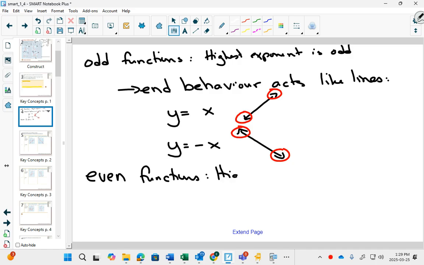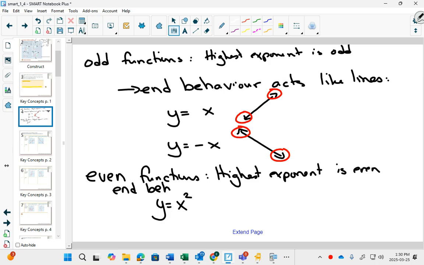That's where the highest exponent is even. And your most basic even function that you've already done is a parabola. So we can say that the end behavior acts like parabolas.